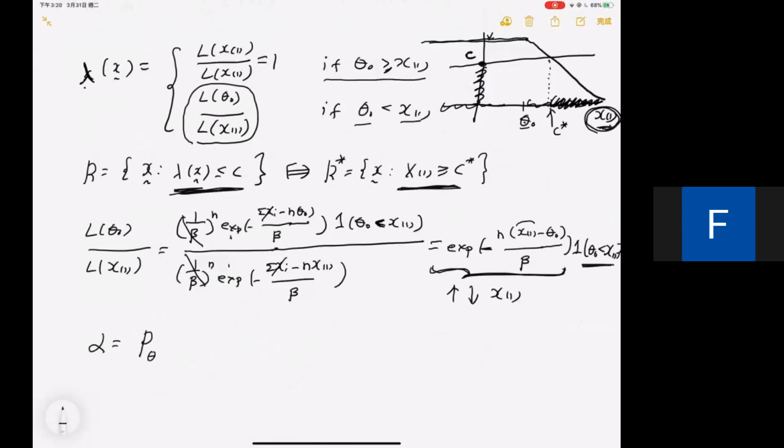Probability theta is in the null space. I'm tired, so we need some help from you guys. This is the null space. This is my rejection region, right? Definition of type 1 error.